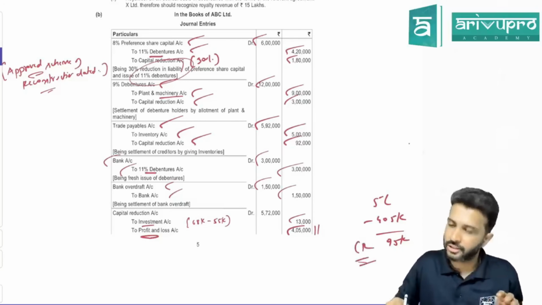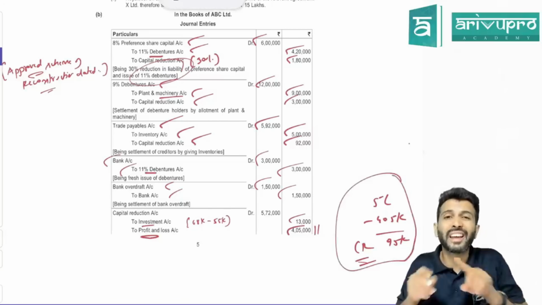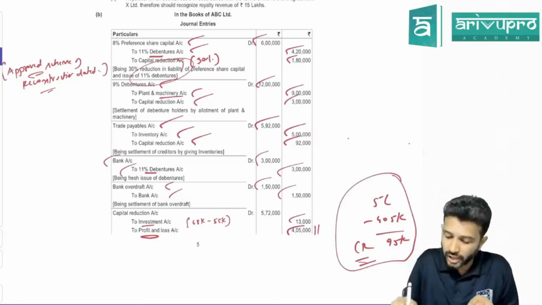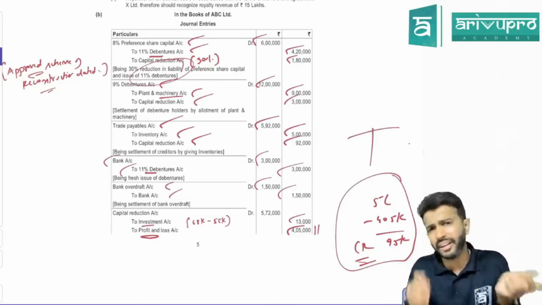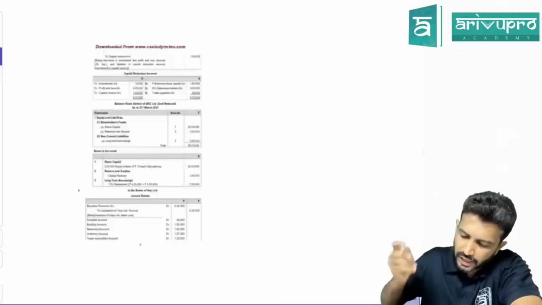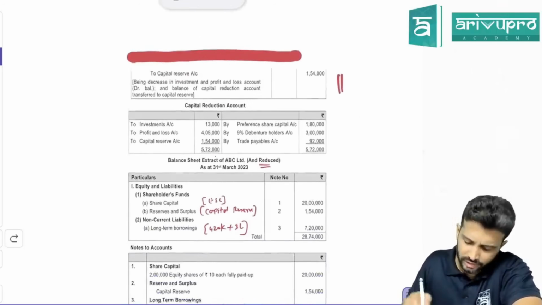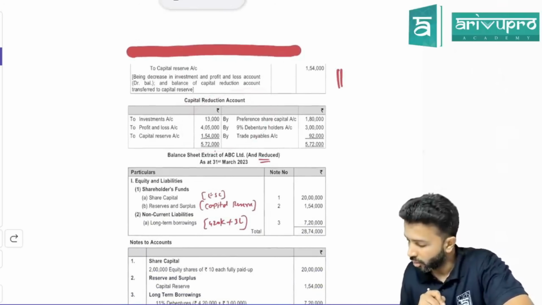To capital reserve. You will get this particular information when you prepare the capital reduction or reconstruction account, either as a ledger or as a statement, your choice. So if any balance still remains in capital reduction, that will be transferred to capital reserve. That's the thing.